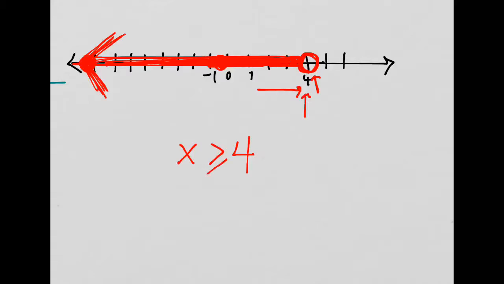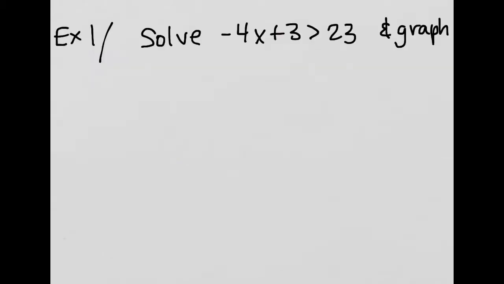Well, what if I said x is less than or equal to 4? Now it can equal 4, so I'm going to use a closed circle. Hopefully this is a little bit of review. So let's go ahead and solve some inequalities and then also graph them. We're going to have to learn a couple new rules. We're going to start with an example, and then hopefully we can go over some rules and it'll make sense.